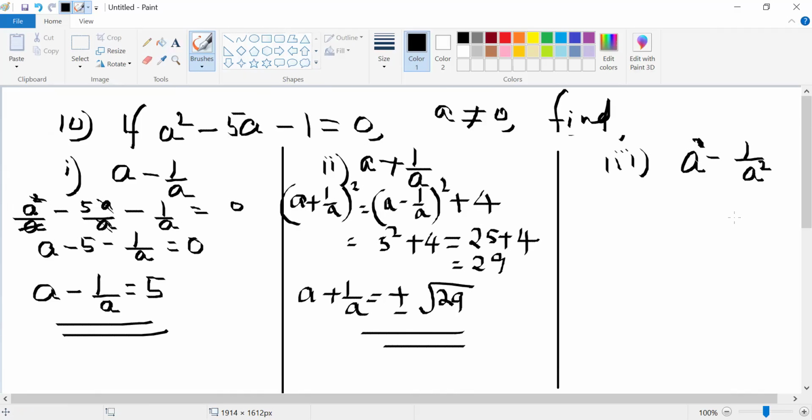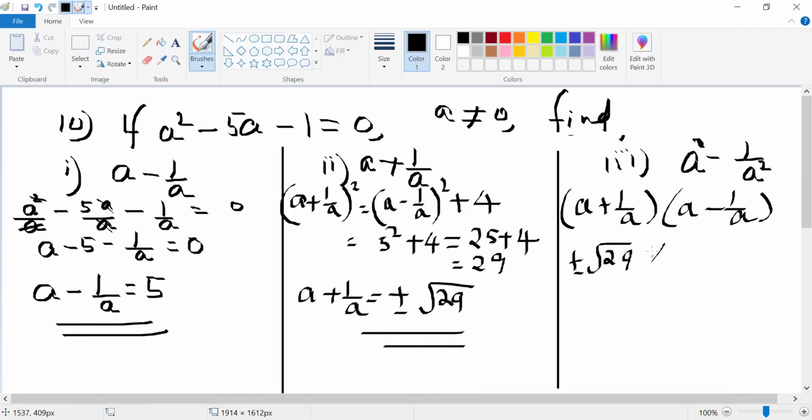Now a square minus 1 by a square is very easy. a plus 1 by a into a minus 1 by a. So a plus 1 by a is plus or minus root 29, a minus 1 by a is 5. So multiplying, plus or minus 5 root 29. That's the answer. This one is a little bit confusing. The other part is very easy.